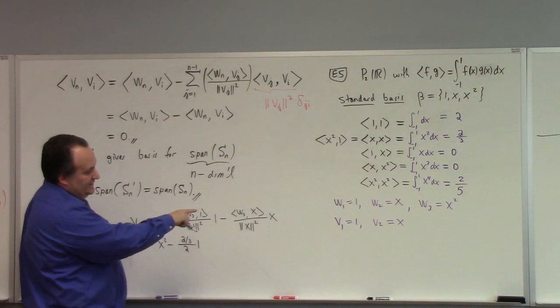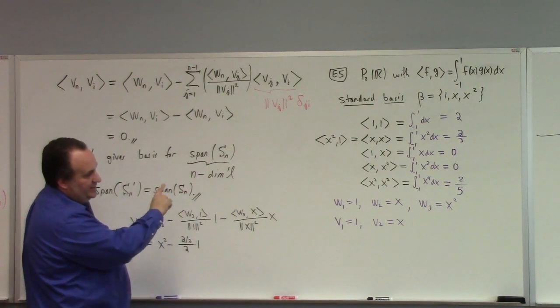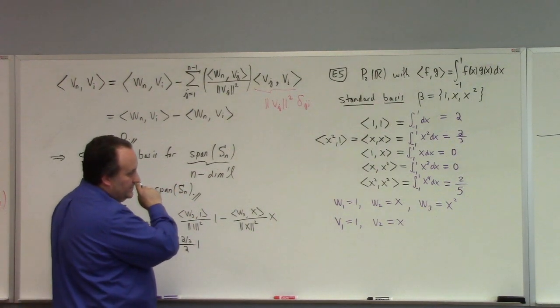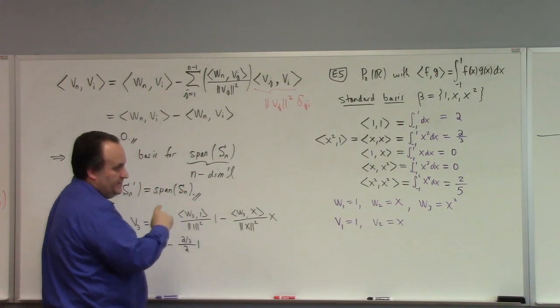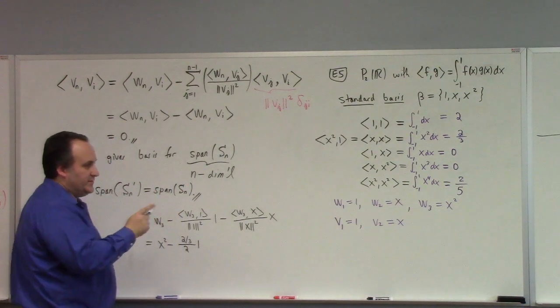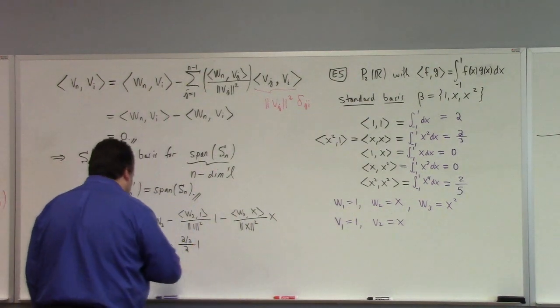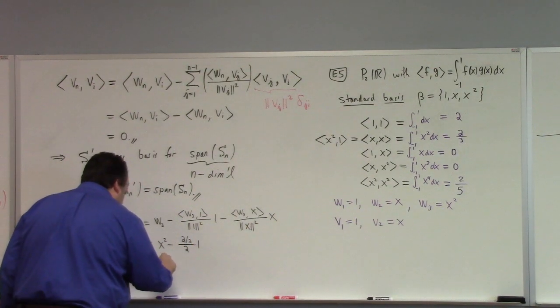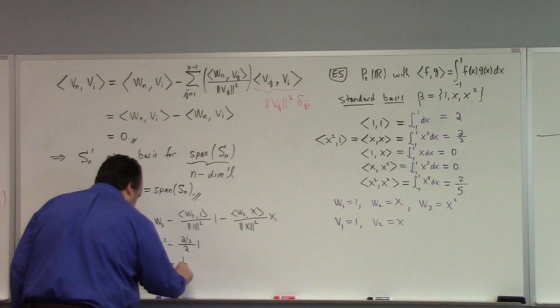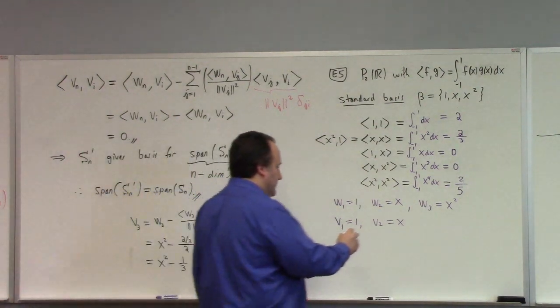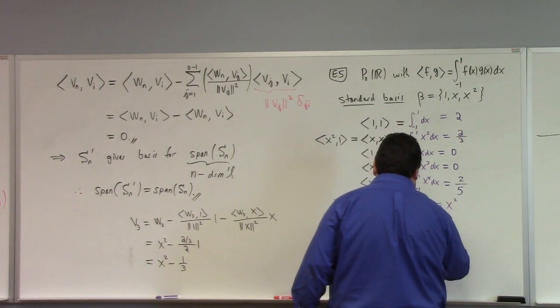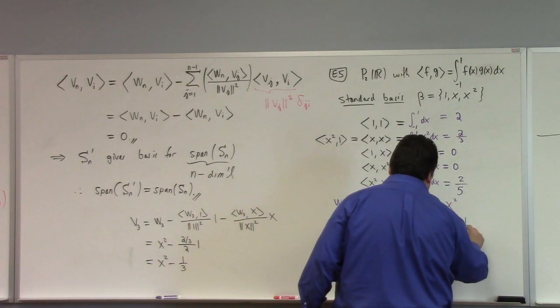So W3 with x is, again, x squared with x, which we know is 0. So x and x squared are perpendicular in this world. So that just gives us 0. And so long story short, Gram-Schmidt gives us V3 is x squared minus 1/3.